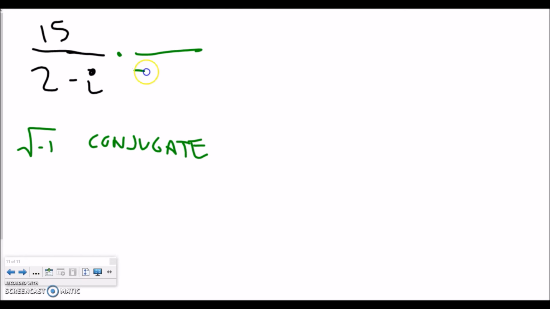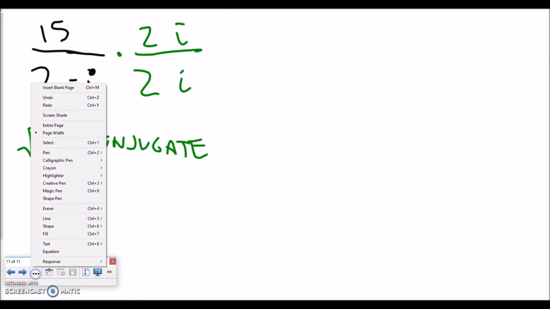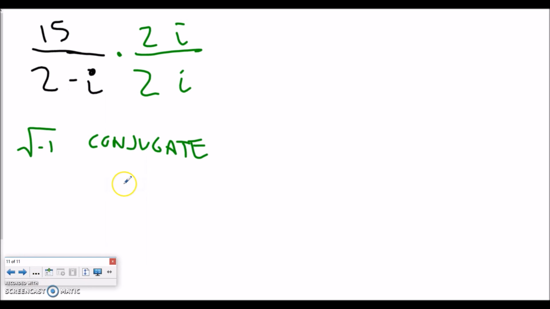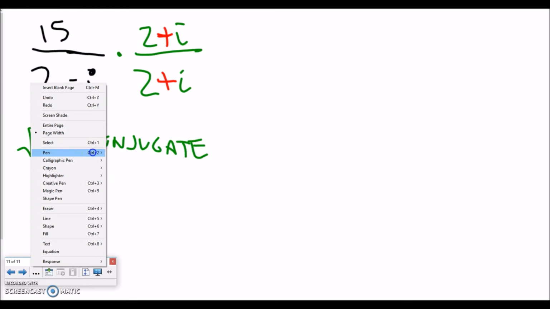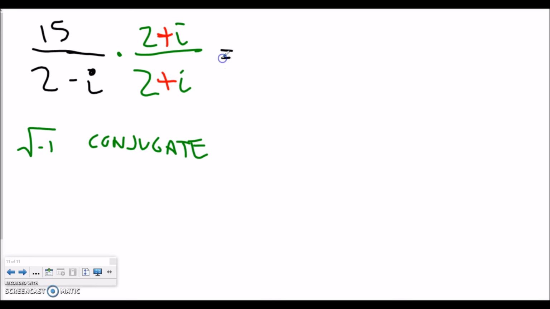So we take our denominator, but we have to change the sign. Remember to do this. Sometimes we messed up on previous quizzes. So since in our problem it's a minus, in our conjugate it's a plus. The top, or the numerator, requires that we distribute: 30 plus 15i.